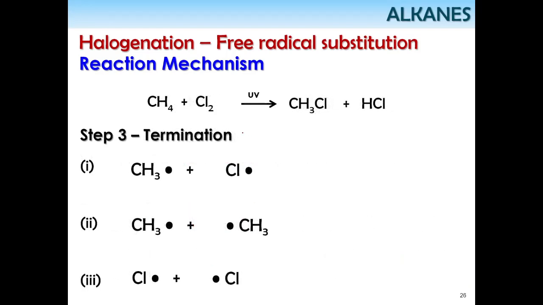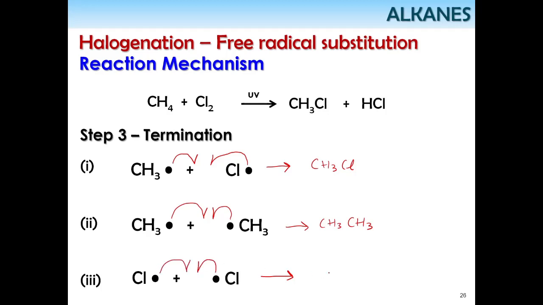So step 3, termination. Termination means the free radical terminates. So this CH3 methyl radical will react with chlorine radical. So this one will be terminated. It will become CH3Cl. And this one will also be terminated. It will become CH3, and chlorine radicals also react together. So this one will become Cl2.